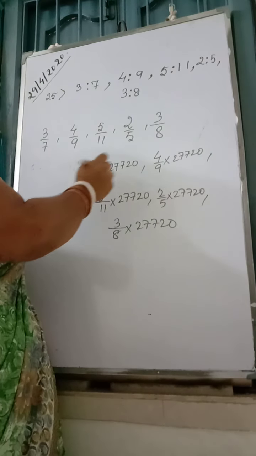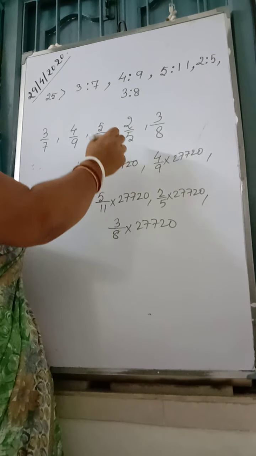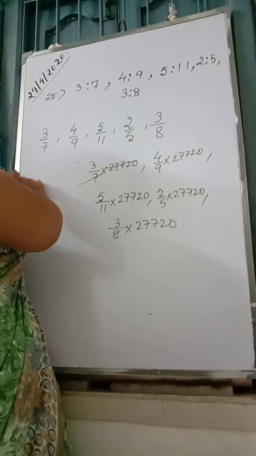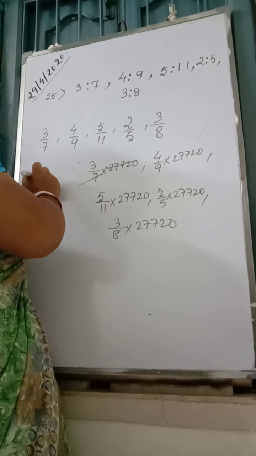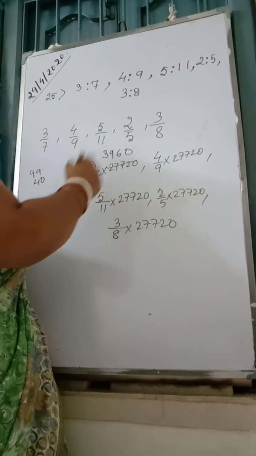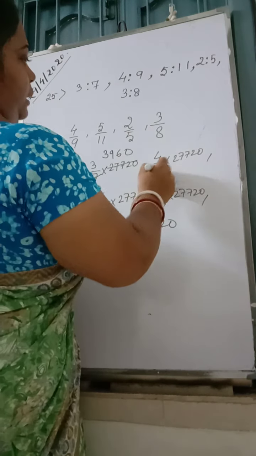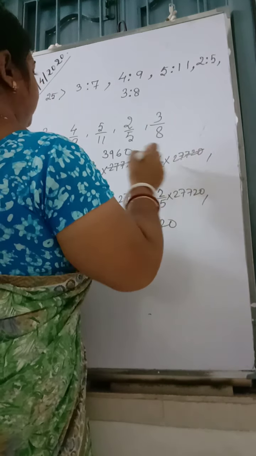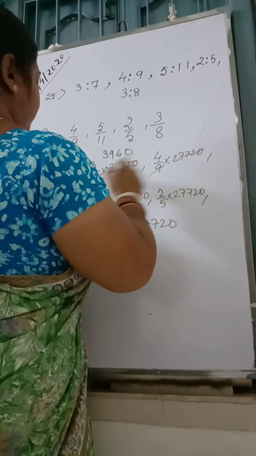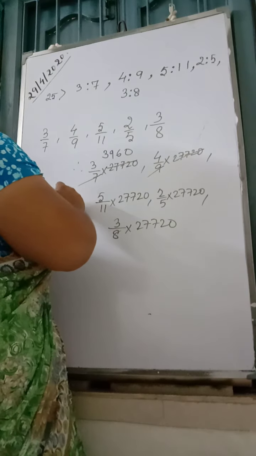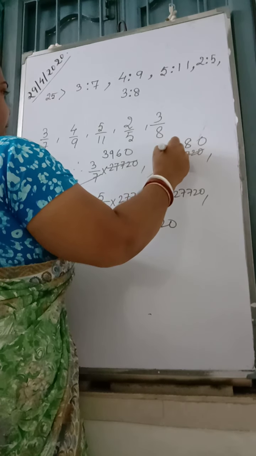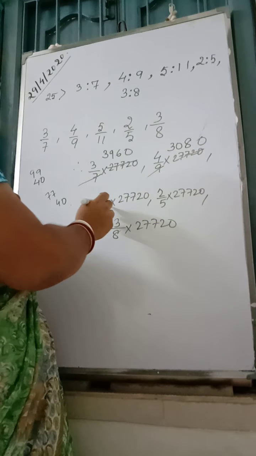Now if we cancel it with 7, we'll have 9 11s are 99, 5 8s are 40. 99 into 40, 4 9s are 36, 36 and 3, 39. Now if we cancel it here, we'll have 40, 77. 0, 7 4s are 28, 7 4s are 28 and 2, 30.